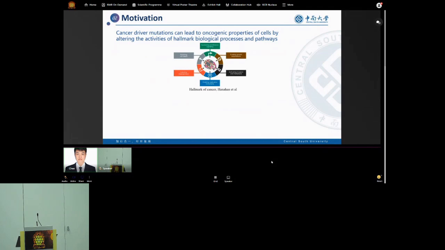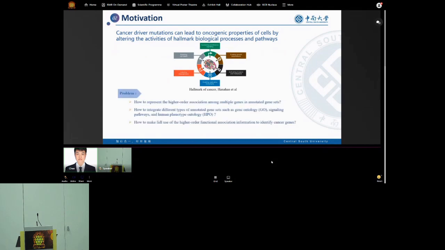So, although the knowledge of annotated gene sets is crucial for cancer gene prediction, using this knowledge to identify cancer genes faces the following problems. How to represent the higher-order association among multiple genes in annotated gene sets. How to integrate different types of annotated gene sets, such as gene ontology, signaling pathways, and the human phenotype ontology. And how to make full use of the higher-order functional association information to identify cancer genes.